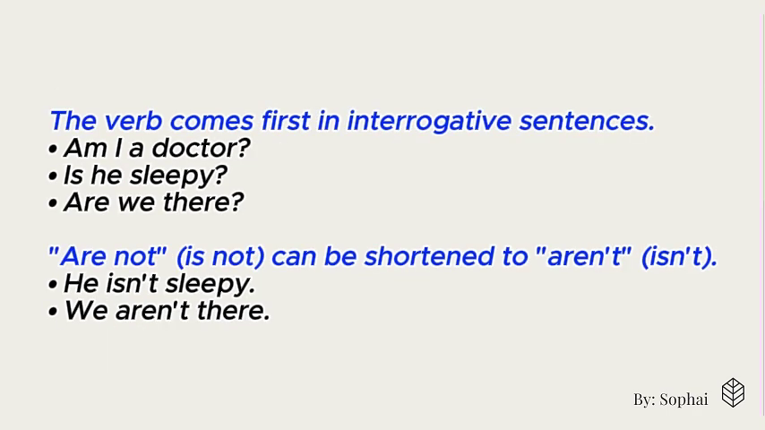The verb comes first in interrogative sentences. Am I a doctor? Is he sleepy? Are we there? Are not and is not can be shortened to aren't and isn't. He isn't sleepy. We aren't there.